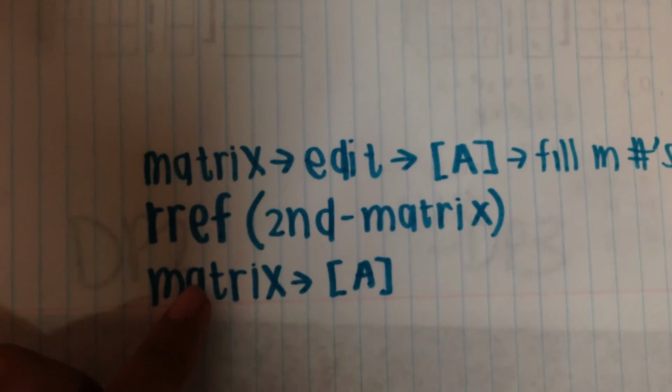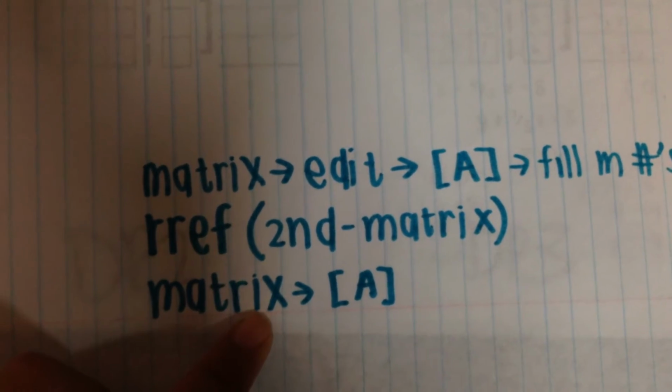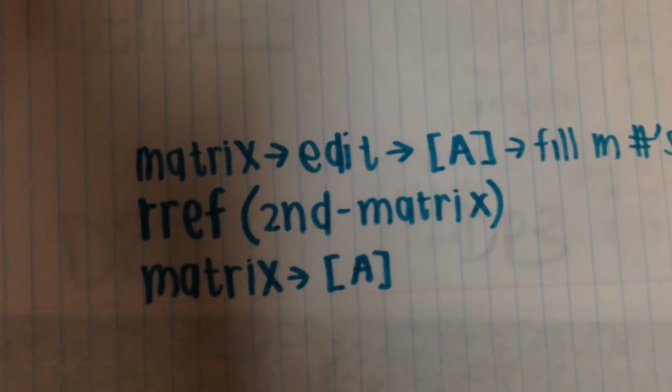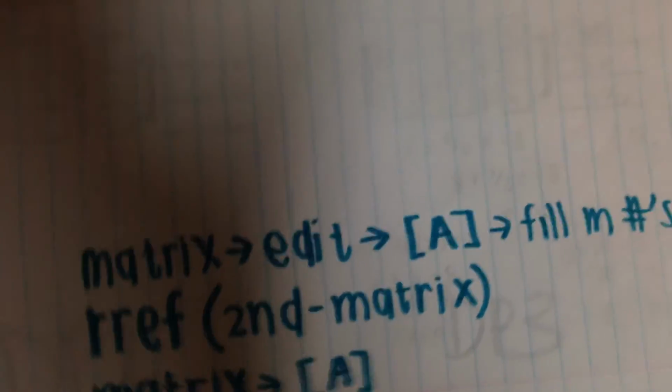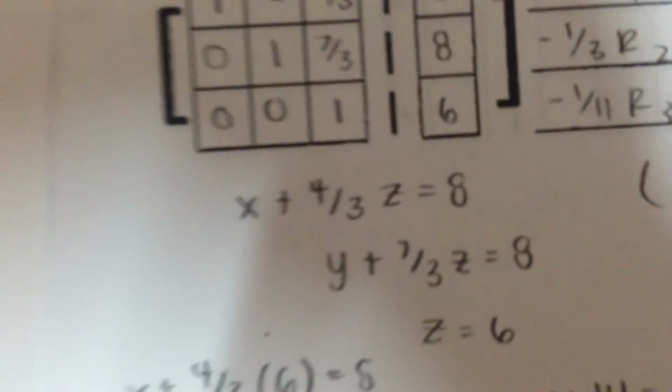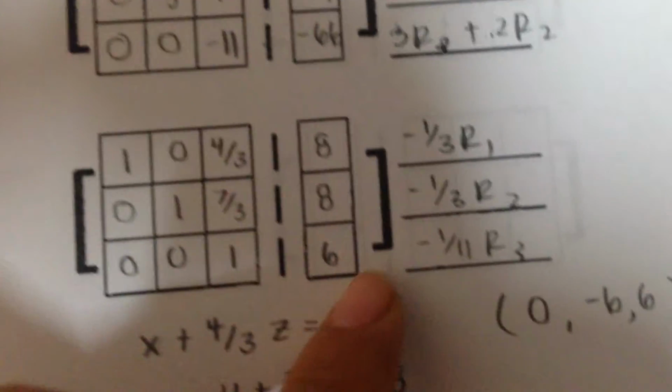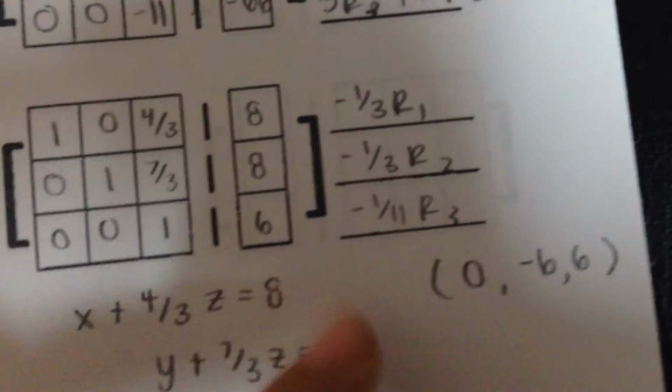And then again, we have to go to matrix again and then get our A to insert it. And then all you have to do is press enter, and then it should give you the matrix you'd see right here. It shows you the answers to this in matrix form.